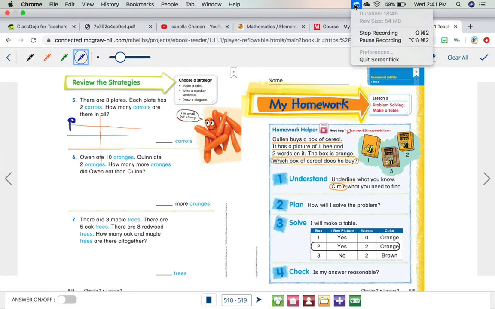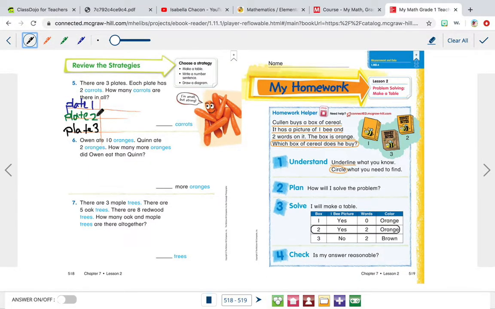Sorry, give me 1 second, my friends. Right here, I already wrote these for us. So on this side, we're writing the number of plates. Because there are 3 plates, I wrote a section for plate 1, plate 2, and plate 3. Now it says each plate has 2 carrots. So on this side of the table, we're going to write the number of carrots. So if each plate has 2 carrots, I'm going to write 2, 2, and 2 because each plate had 2 carrots. So 2C, 2C, and 2C. C is for carrots. So 2 carrots, 2 carrots, 2 carrots.